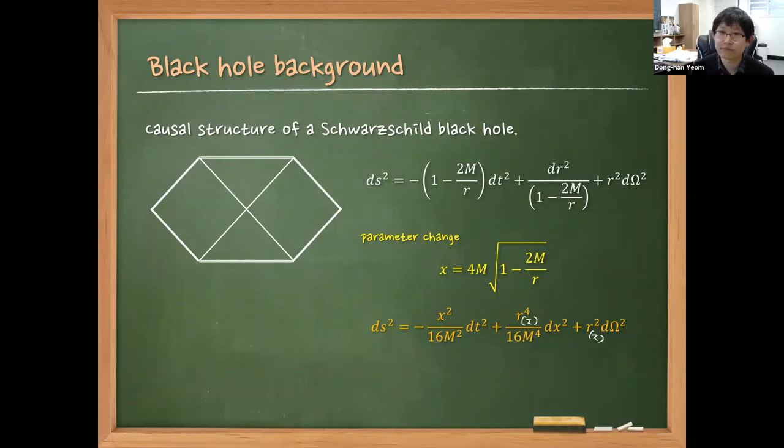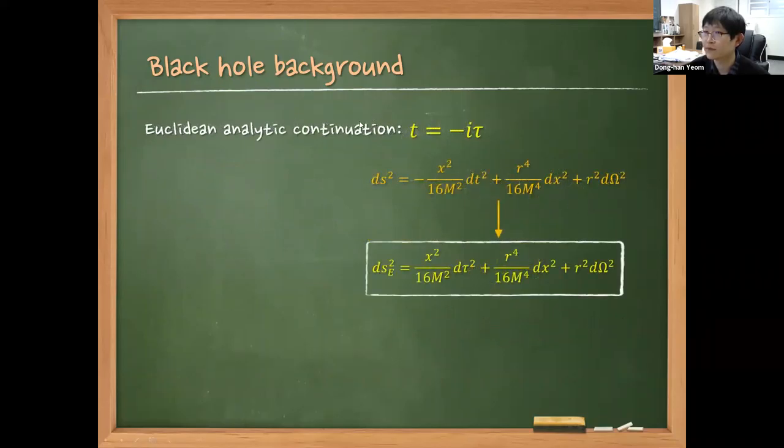And then our interest is to Wick rotate the time to the Euclidean time. Then what happens? Euclidean analytic continuation means that t is Wick rotated to minus i tau. And then this Lorentzian metric is transformed this way. So the signature becomes plus, and this is d theta squared plus sine squared theta d phi squared. So again, the signature is plus. So this is the Euclideanized Schwarzschild black hole.